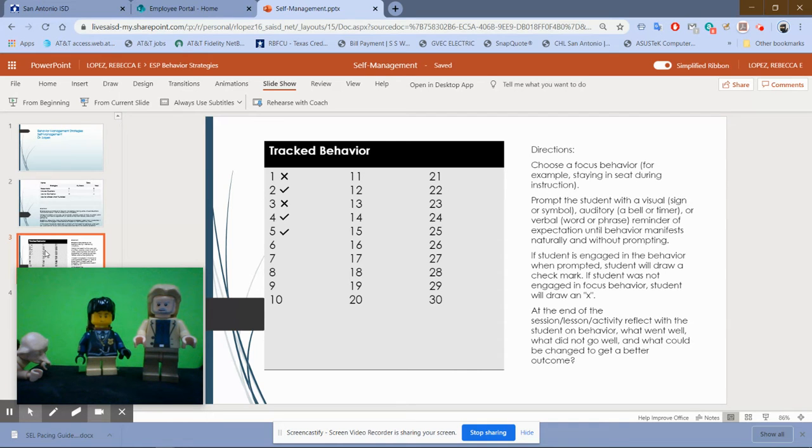an X. And so after a specific time period, you can go ahead and track the amount of times that they did the behavior successfully and how many times they didn't. And so in that reflection process, again, you want to make sure that you're talking about what worked, what didn't work, and what could they do differently to get a better outcome.